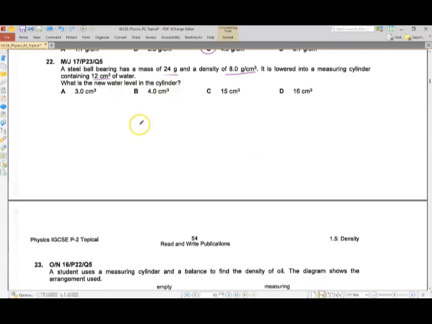Okay, so this is very easy. First, we can find the final volume with the density and the mass. Okay, so density is 8 grams per centimeter cube, mass is 24 grams, and volume is unknown for these entities. Okay, so when the volume goes here, 24 by 8, 3 is the volume of this ball bearing.